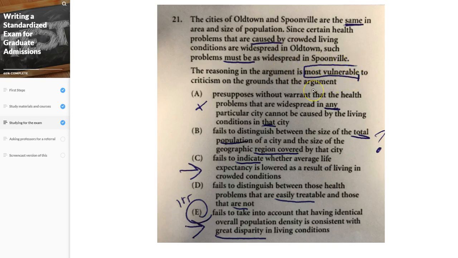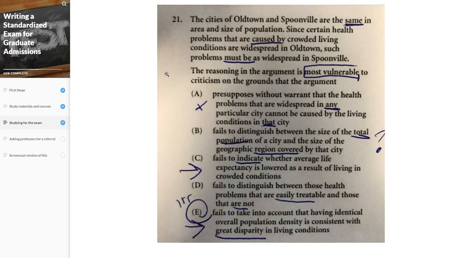I'm looking for its worst vulnerability to criticism on the grounds that the argument what? Okay, it's kind of fill in the blank, but I'm looking for its biggest vulnerability. The cities of Old Town and Spoonville, I used to live there, are the same in area and size of population. Same. Since certain health problems that are caused by crowded living conditions are widespread in Old Town, such problems must be as widespread in Spoonville.